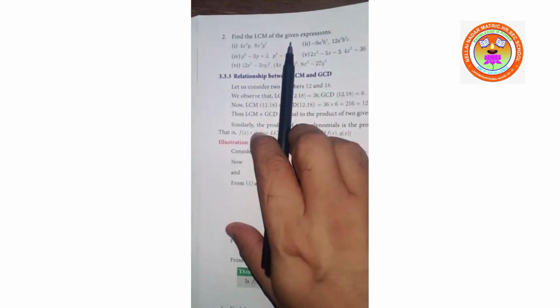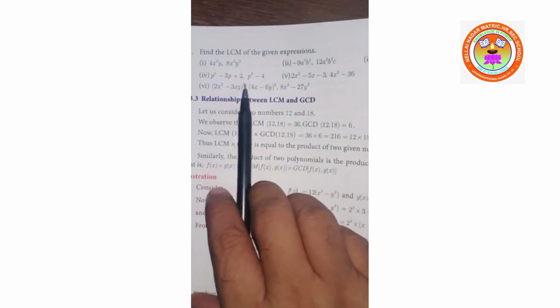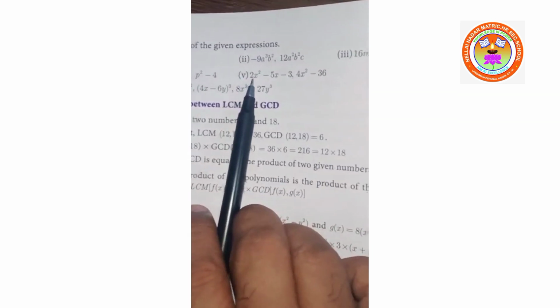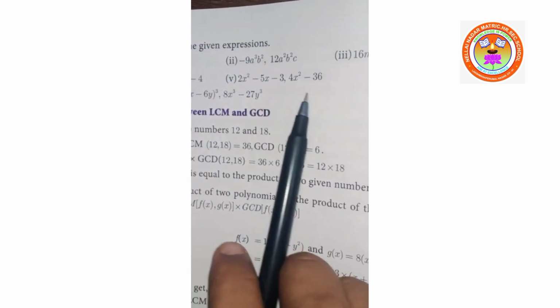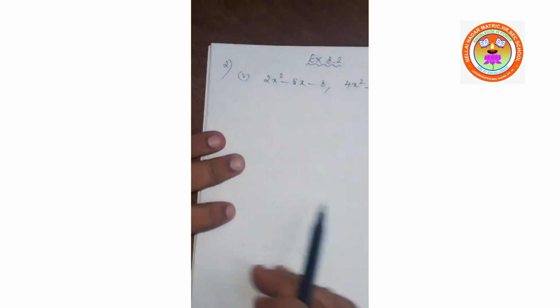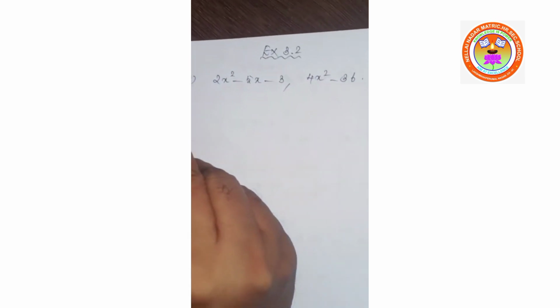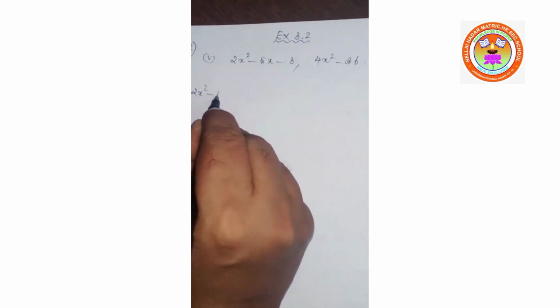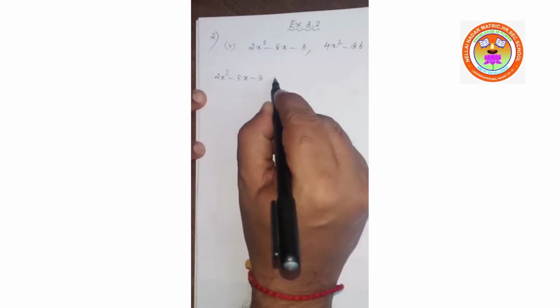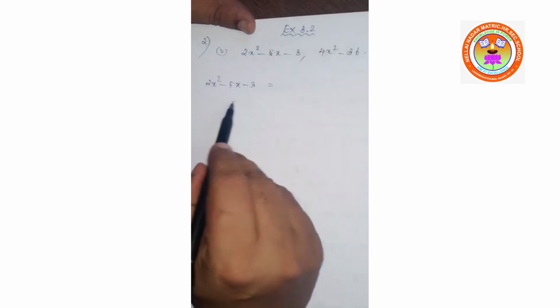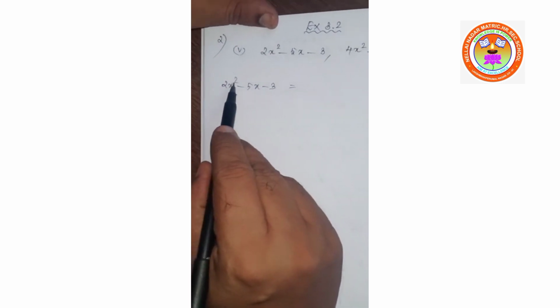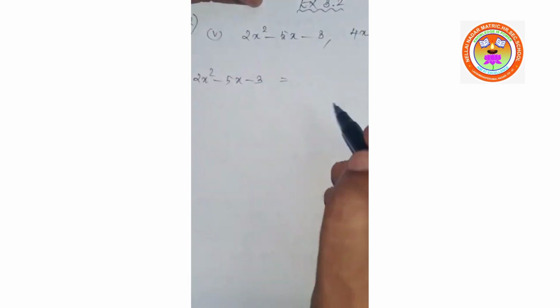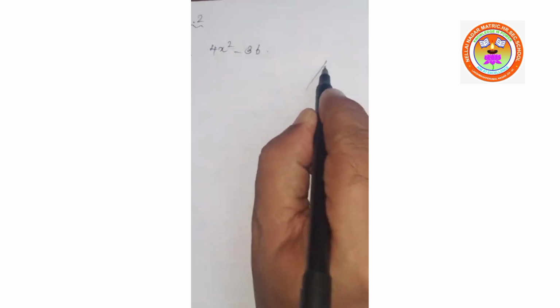Find the LCM of the given expressions, subdivision number 5: 2x squared minus 5x minus 3, and 4x squared minus 36. First take 2x squared minus 5x minus 3. It is a quadratic polynomial because the degree of the polynomial is 2. So we have to factorize.